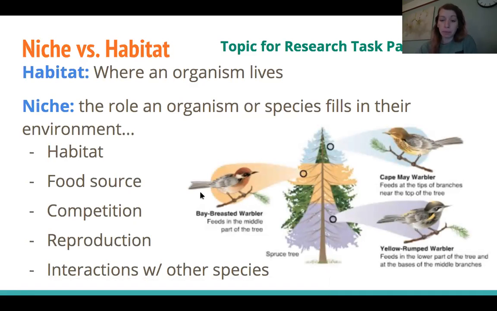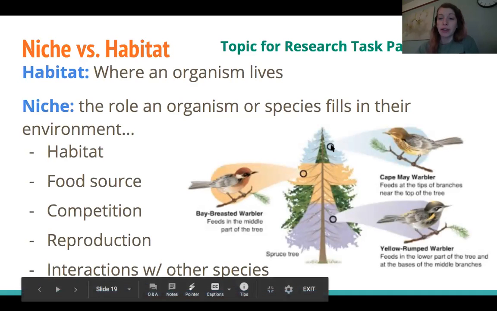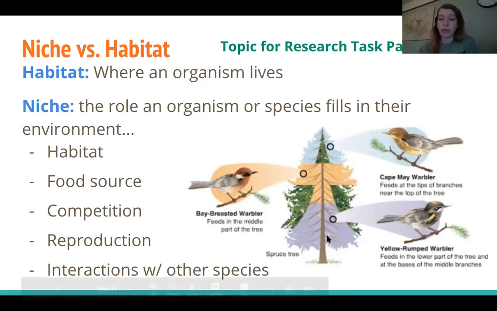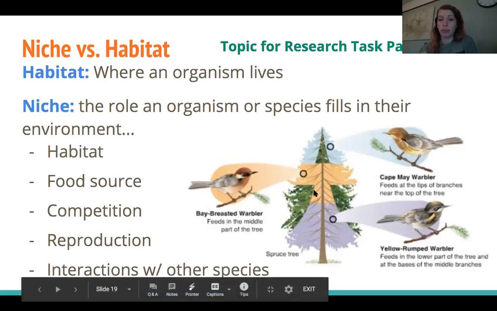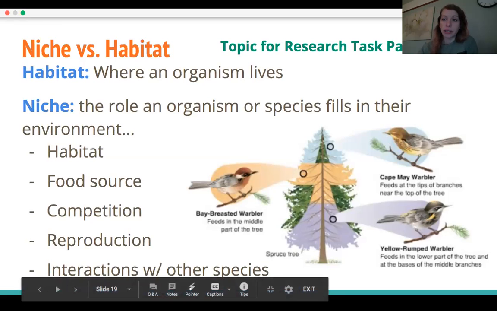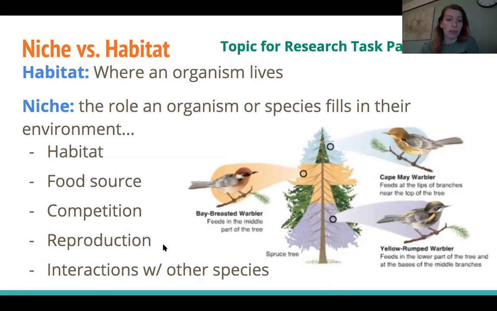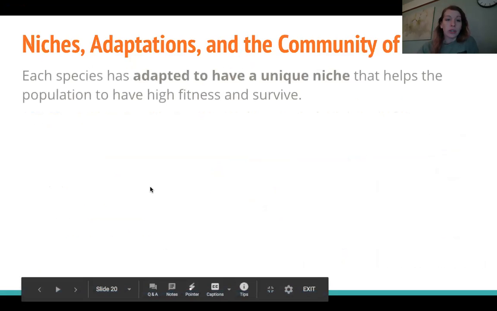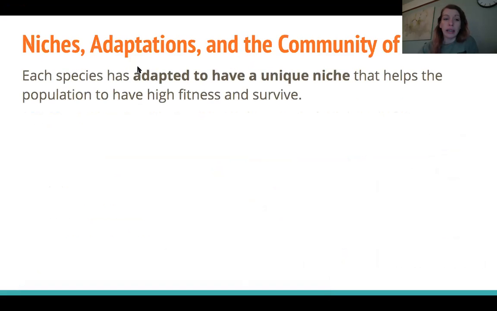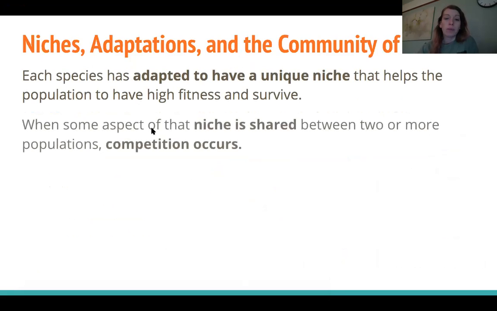And for the most part, because each one is adapted to their different unique niche, they're not going to be competing with each other too much. And this is going to help them to survive. If, however, they were to overlap, that would get to the point where they'd be competing and there'd be a little bit less availability of resources and maybe less survival. So just like I said, each species has adapted to have their unique niche. So it's unique to every different species, helping them to survive. When that is shared or overlapped, that's when competition occurs.